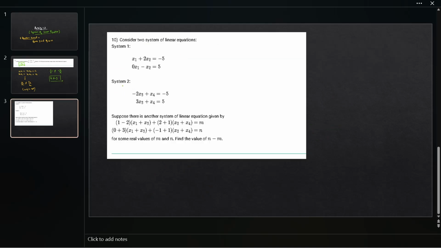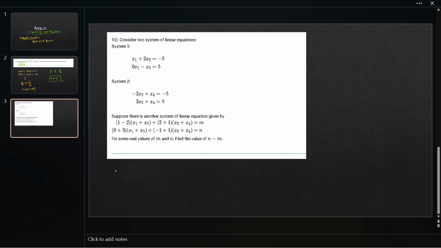Moving on to question 10, we have system 1 and system 2 with us. So, we are given two systems. And suppose there is another system of linear equations which is given by this. So, for some real values of m and n, we have to find the value of n minus m. So first thing that we will do here is find the values of x1 and x2.